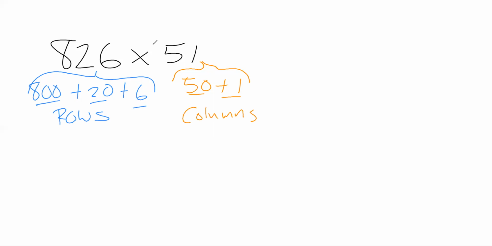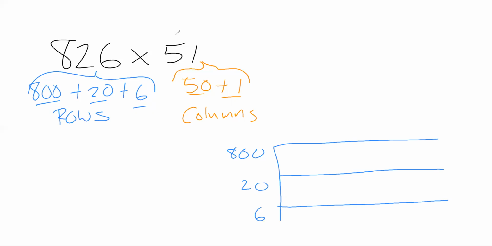Let's see here. I'll start with my rows. So we said we had a row of 800. We have a row of 20. We have a row of 6. So it could look like that. Okay. And now we have our columns. We have a column of 50, a column of 1. So really that just cuts down the middle there.